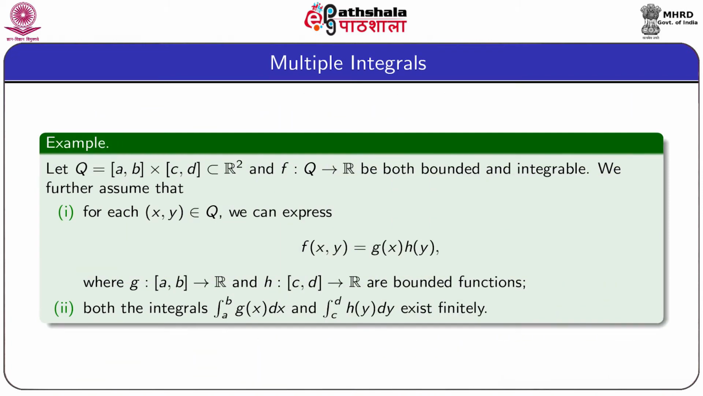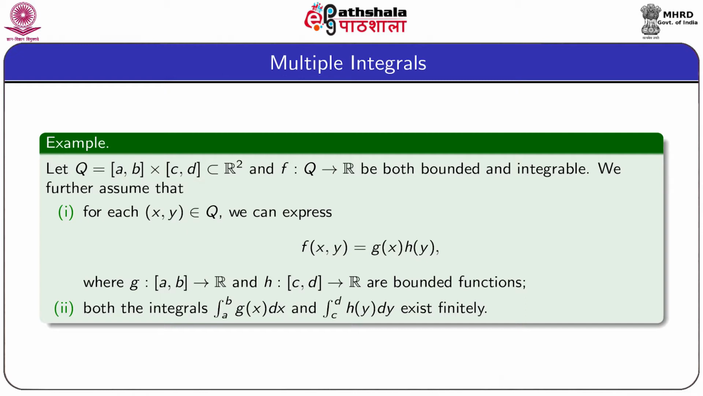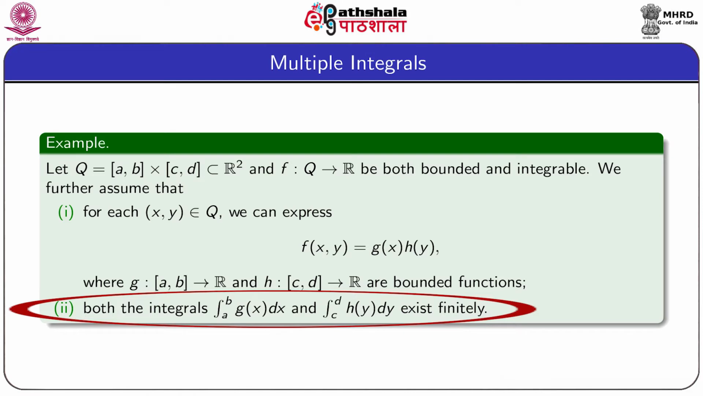Next example, let Q be the Cartesian product of two bounded closed intervals [a, b] and [c, d], and f from Q to R be both bounded and integrable. We further assume that for each (x, y) in Q, we can express f(x, y) equal to g(x) times h(y), where g from [a, b] to R and h from [c, d] to R are bounded functions. Our second assumption is that both the integrals, integral a to b g(x) dx and integral c to d h(y) dy, exist finitely.